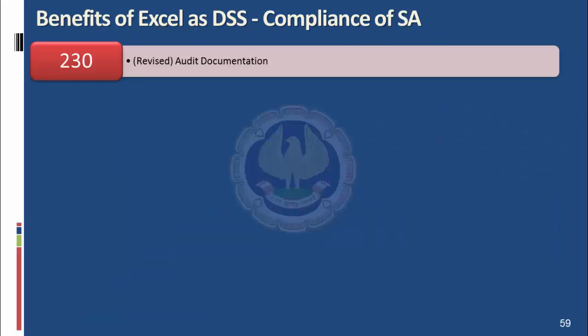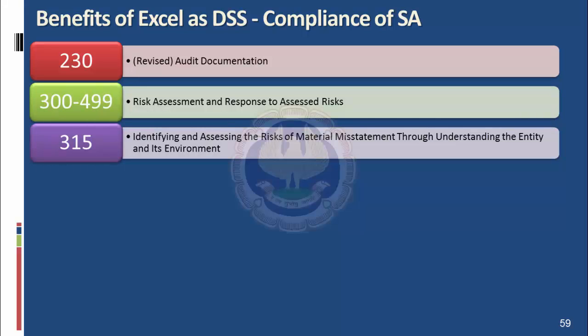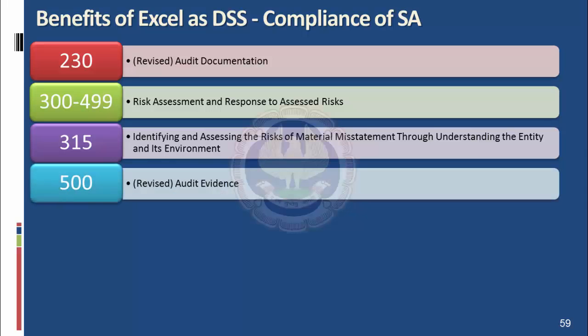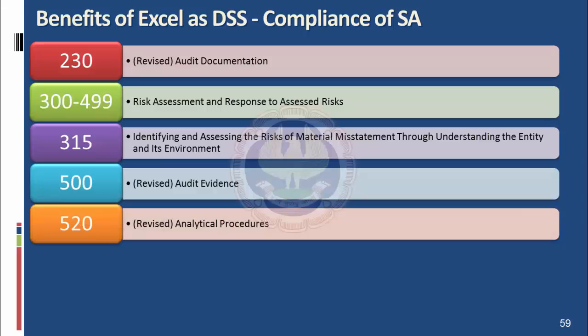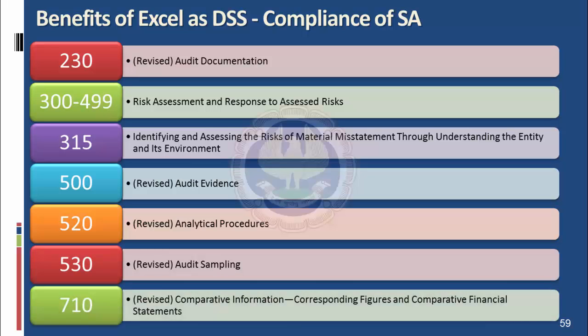Now this is how Excel can be used in the audit. Now benefits of using Excel as a decision support system. You are complying with various standards, that is SA 230, audit documentation, 300 to 499, that is risk assessments, then 350 identifying risk of material misstatement through understanding the entity and its environment, 500 we are collecting so much audit evidence, we are carrying out analytical procedures as per 520, we are collecting so many audit samples with SA 530, and with this we are able to carry out the audit using audit compliances by following Excel.